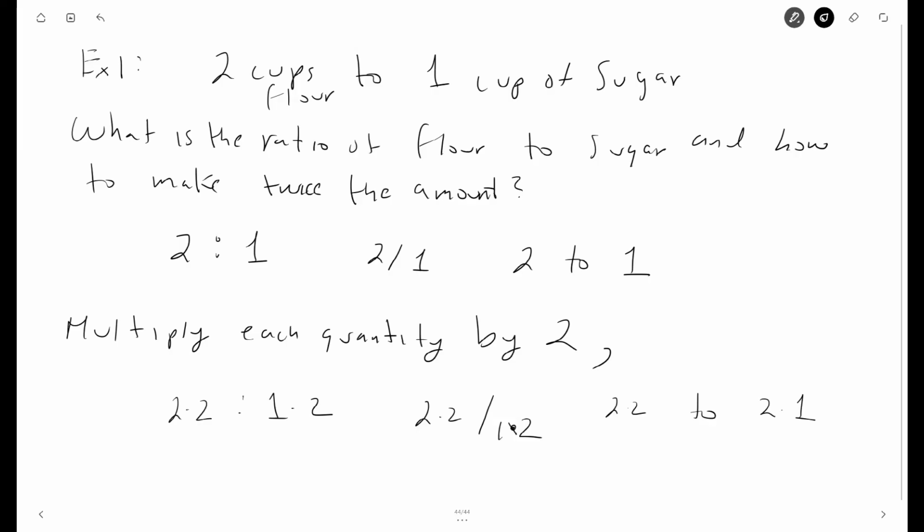Alright, so now we multiply. 2 times 2 is 4, and 1 times 2 is 2, so that will be 4 to 2. And then 2 times 2 is 4, 1 times 2 is 2, so that will be 4 over 2. And then 2 times 2 is 4, 2 times 1 is 2, so 4 to 2.